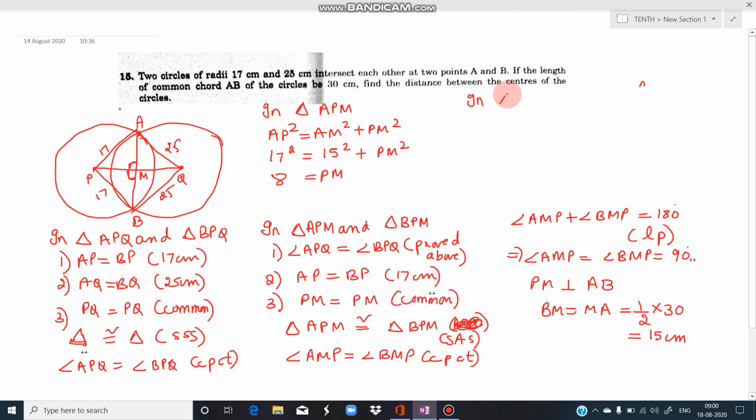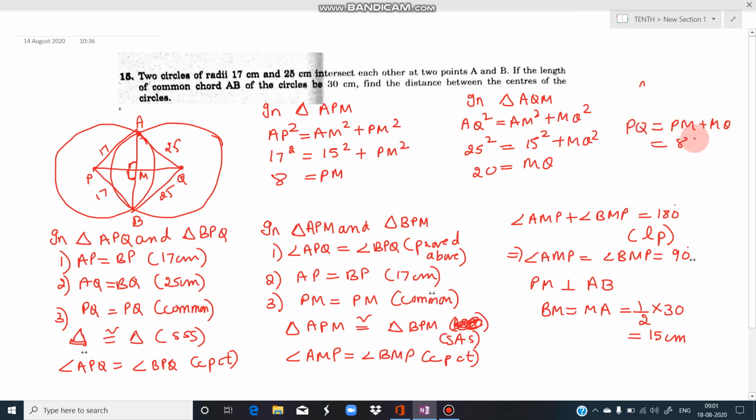Then we take the triangle AQM, we apply Pythagoras theorem. AQ square is equal to AM square plus MQ square. This is 25 square, AM is 15 square, MQ square. We are getting that MQ is 20. So hence what is the length of PQ? It is PM plus MQ, 8 plus 20, which is equal to 28 centimeter.